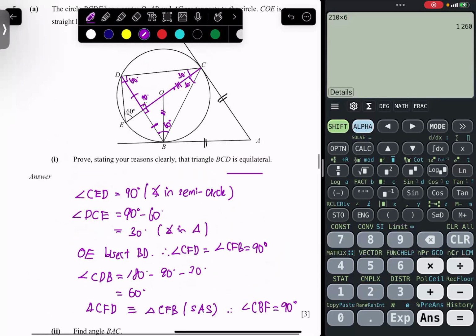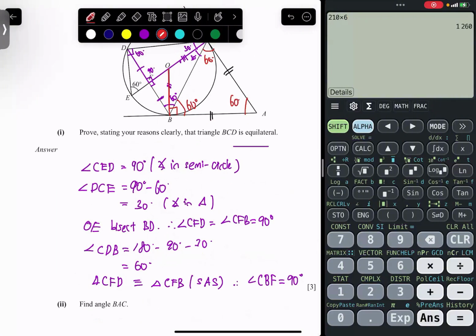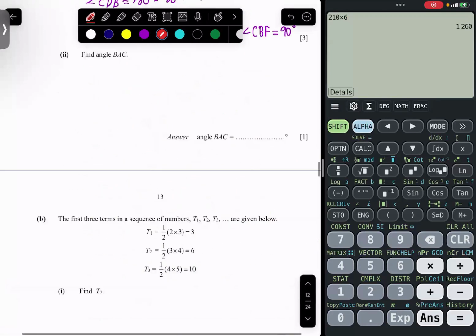Okay, find angle BAC. Since this is a tangent, right, OB is a tangent, so this is 90, which means that this part must be 30. So that means this part down here is supposed to be 60. Oh, sorry, 60. So that means here is supposed to be 60 as well. So therefore, BAC will be 60. Okay. Now the BAC is 60.